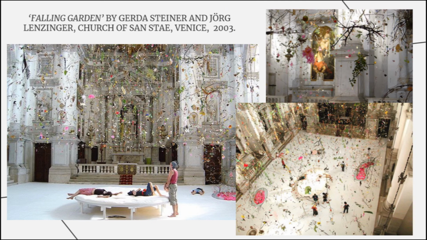Falling Garden is an installation created by contemporary Swiss artists Gerda Steiner and Georg Lenzinger. They hung flowers, seeds, and branches in a 15th century church in Venice as a part of the Fifth Venice Biennale. Falling Garden is a world in which visitors lie on the floor, or as the artist called it, the gravestone's bed. It's the best seat in the house, a house of cascading flowers.